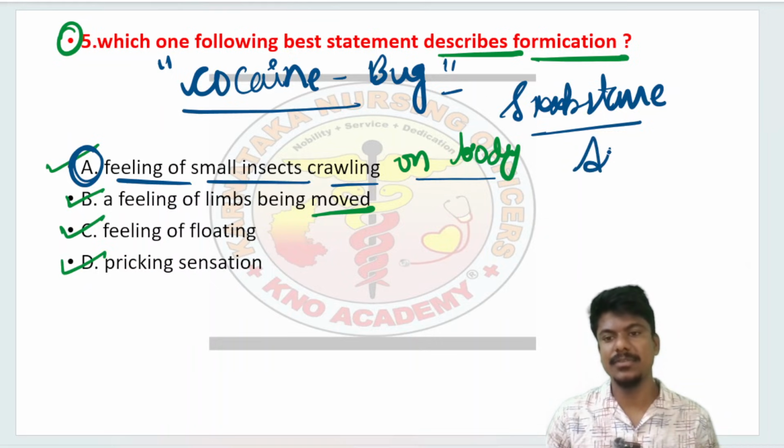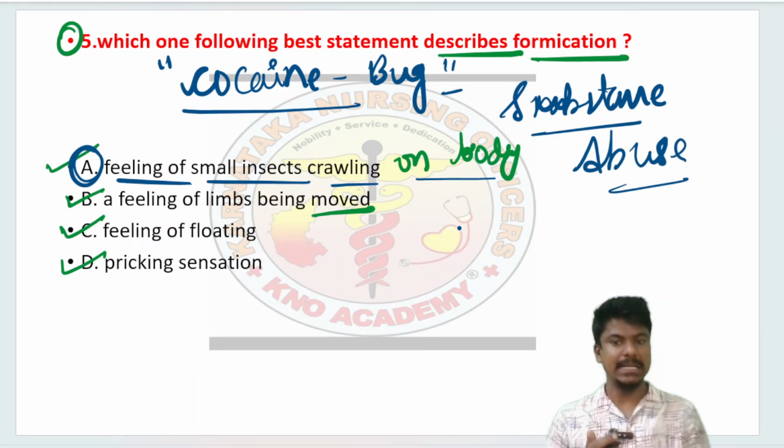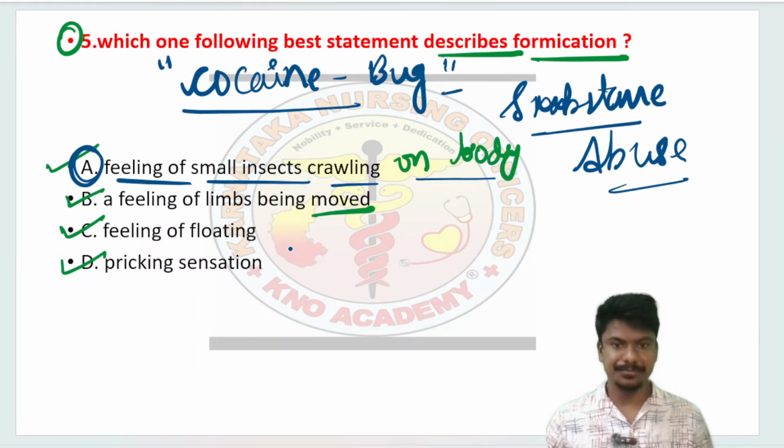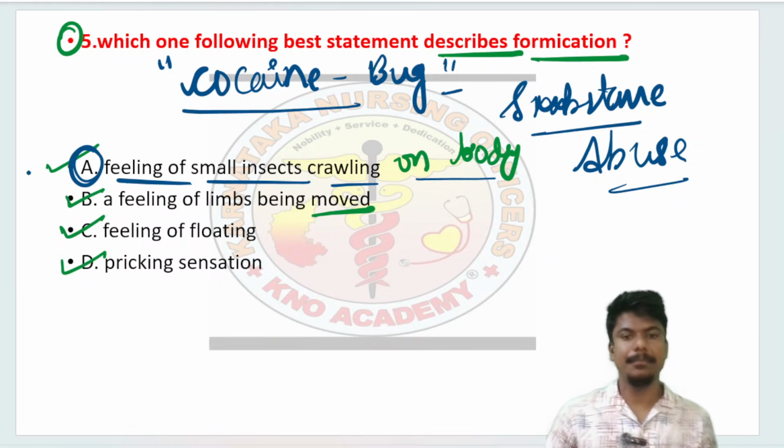Substance abuse case. Those who abuse cocaine will have formication, the feeling of small insects crawling on the body, but they will not exactly see real insects here. So option A is the right answer.